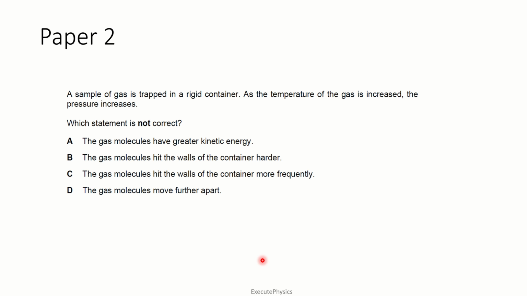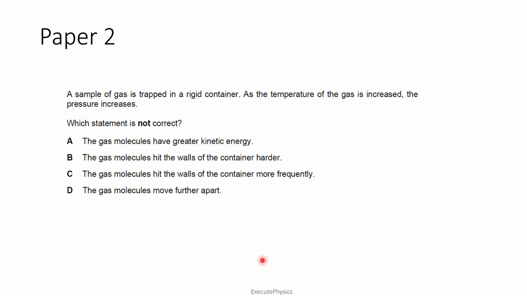So let's read the statements. The gas molecules have greater kinetic energy. The gas molecules hit the walls of the container harder. The gas molecules hit the walls of the container more frequently. And the gas molecules move further apart. So what happens when the temperature is increased? The gas molecules gain more energy. As they gain more energy, what happens? They move around much faster with greater kinetic energy.